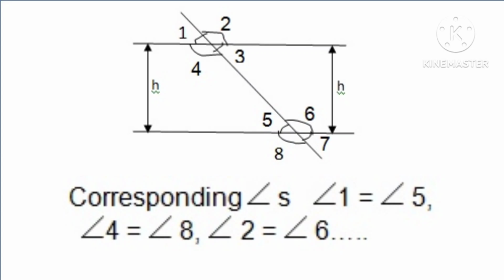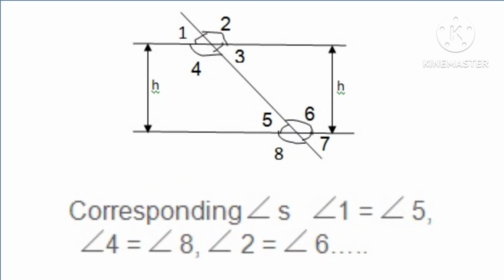Corresponding angles are the angles on the same side of the intersecting line and both on the upper side of the parallel lines, or both on the lower side of the parallel lines. For example, angle 1 is equal to angle 5, angle 4 is equal to angle 8, and angle 2 is equal to angle 6, and so on.